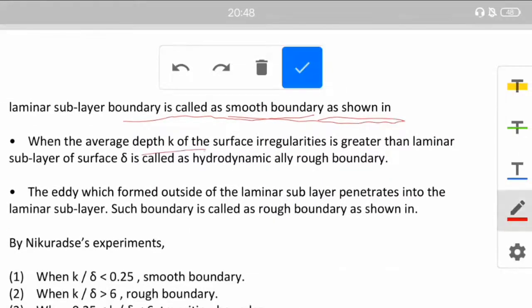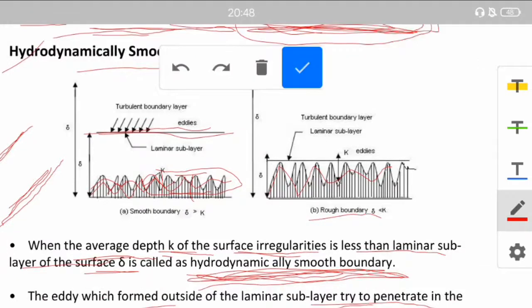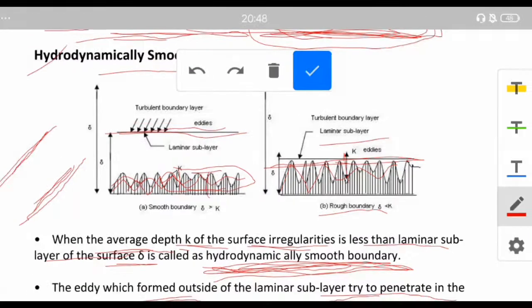But when the average depth K of the surface irregularities is greater than the laminar sublayer thickness delta, we call it a hydrodynamically rough pipe. So you can see, this is the hydrodynamically rough pipe, that is, the average height K is somewhat higher than the laminar sublayer. So what will happen if the laminar sublayer is at a lower level? The turbulent boundary layer will be present above this laminar sublayer.